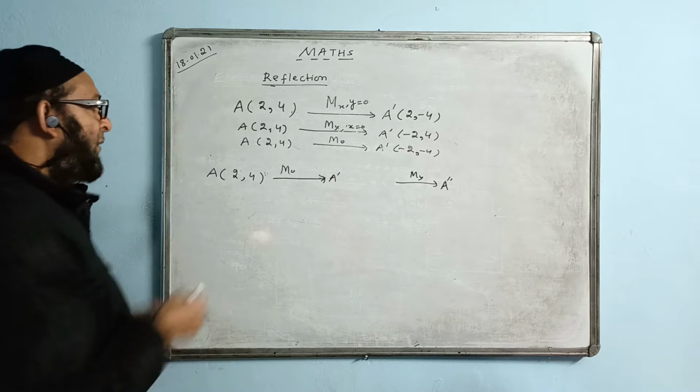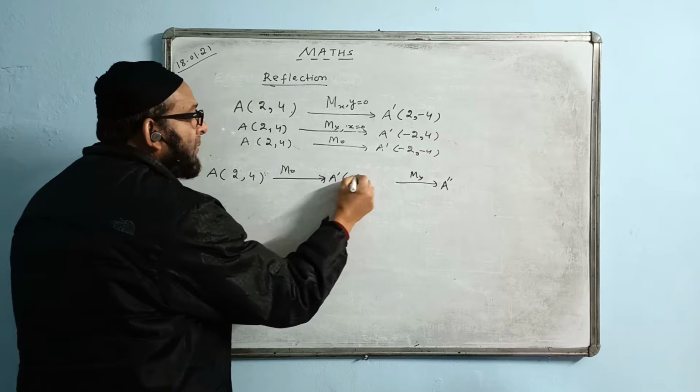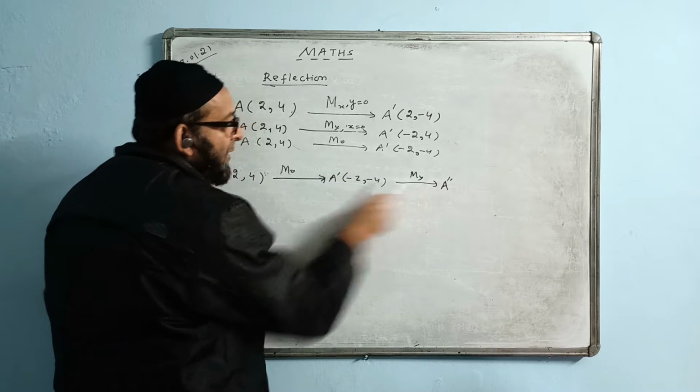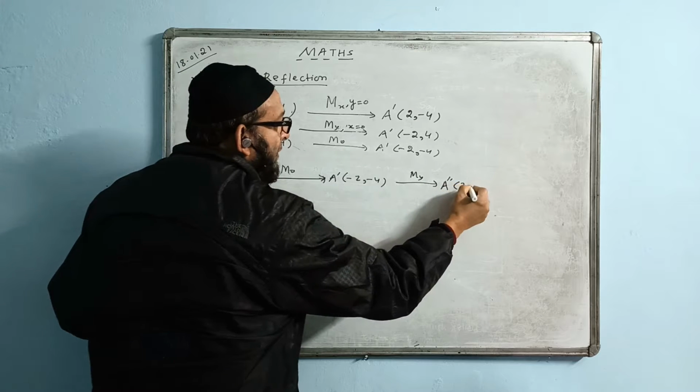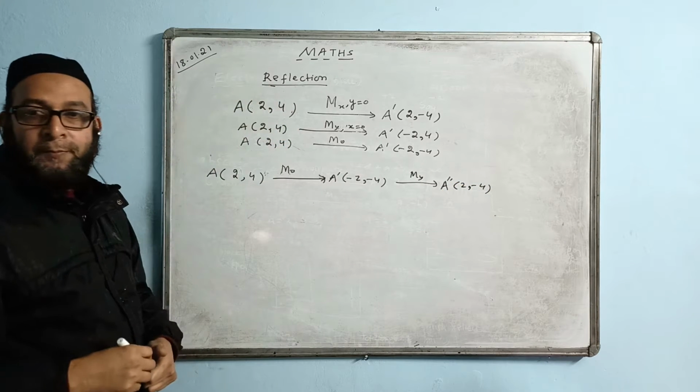Now what do we do? First we are reflecting in the origin. In the origin, the sign of both will change, become minus 2, minus 4. Now we are reflecting in the y-axis, the sign of x will change. It will become 2, minus 4. Yes. So that is how we can do.